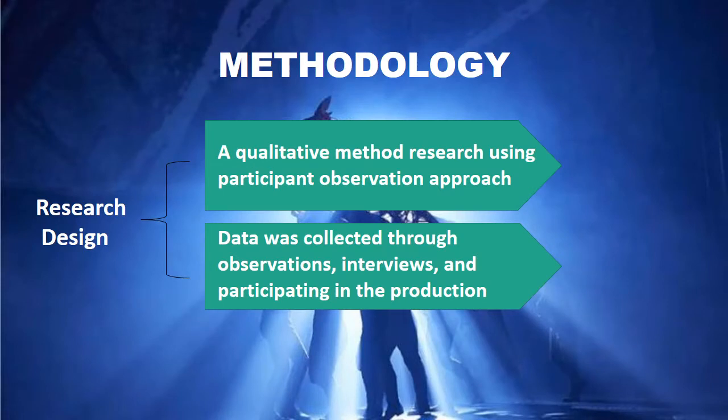This study uses a qualitative research method with a participant observation approach. Data was collected through observations, interviews, and participating in the production. During observations, the researcher found that a type of stage light, known as the ellipsoidal reflector spotlight (ERS), is capable of replacing sets that are used as a background to explain a setting in a play. The ellipsoidal reflector spotlight, also called a profile, has accessories such as gobo, iris, and others, which will be explained later on.